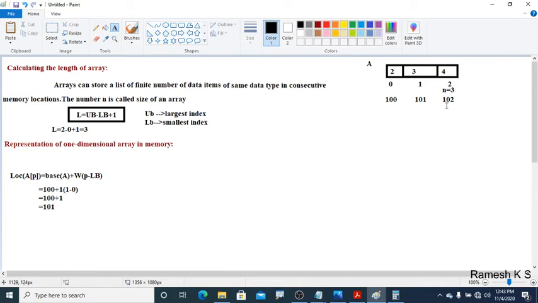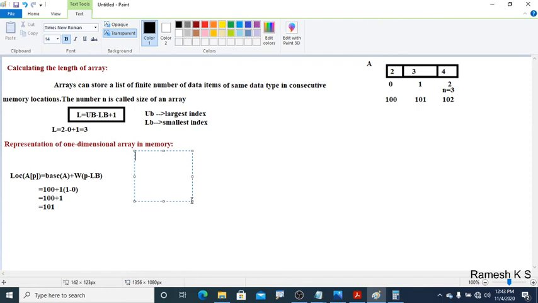Now I will give you some work. Try to find the next position's memory address. You should get 102 by applying this formula. So what did you observe in this? Here, base of A is the base address of A, which means the first memory address.